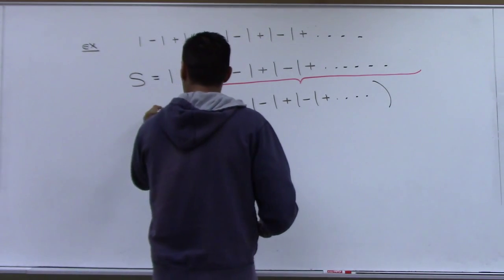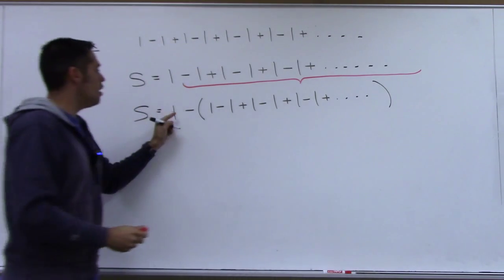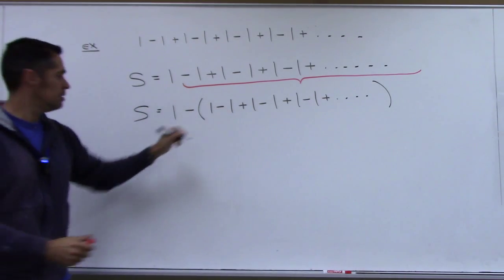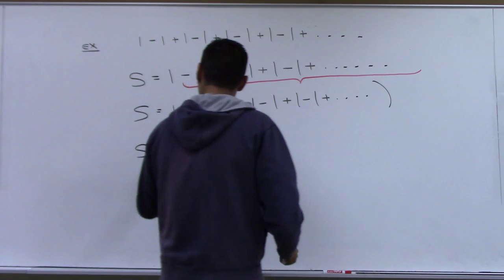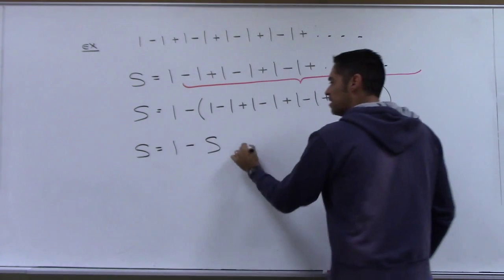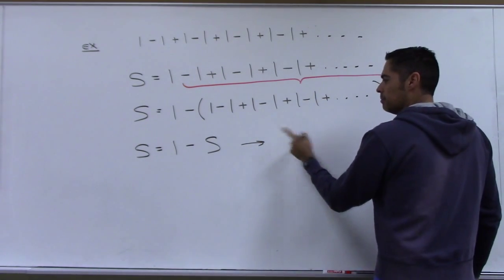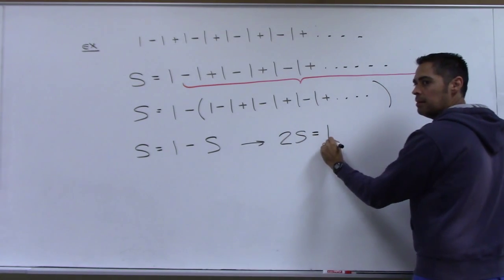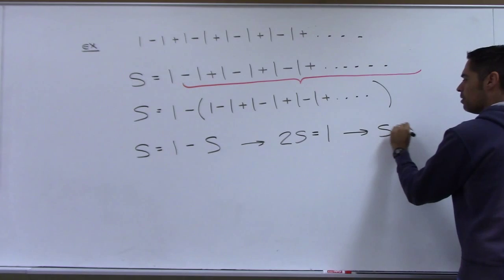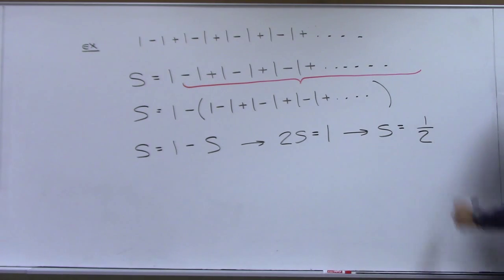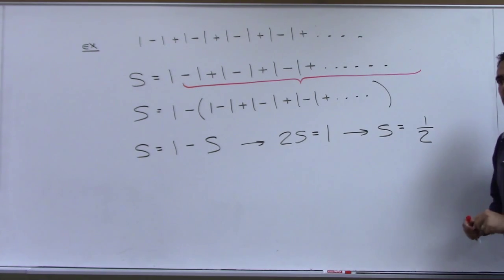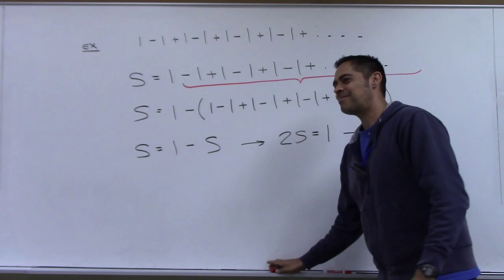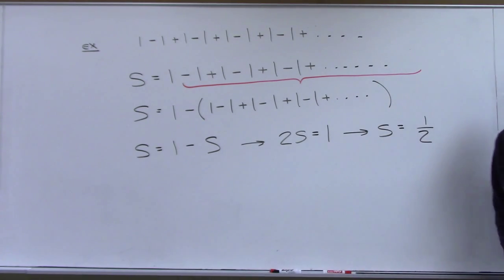So what I'm saying is that S equals 1 minus S, which means that, move the S to the other side, 2S equals 1, which means that S equals 1/2. Boo, why? Just boo.